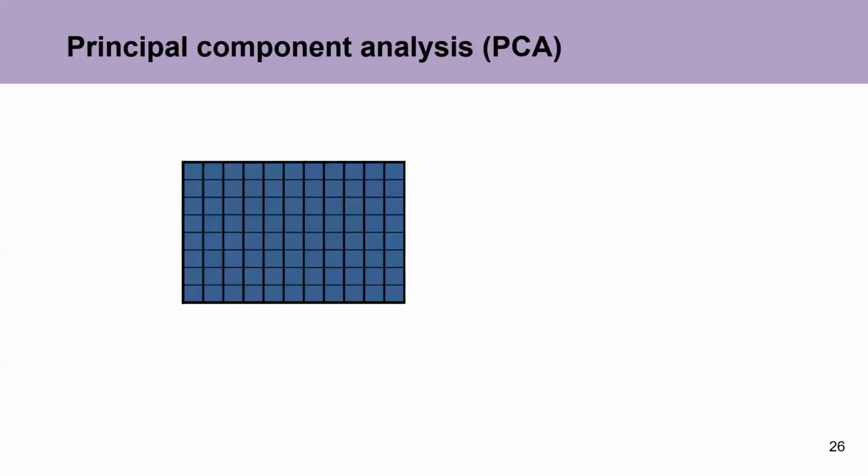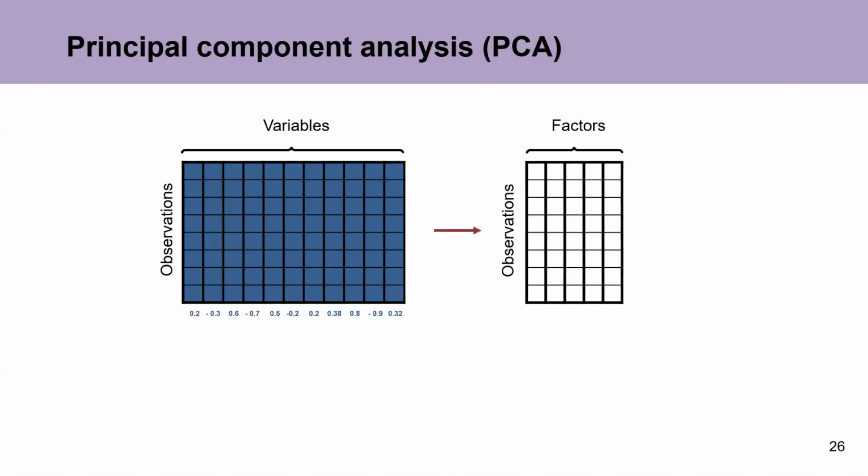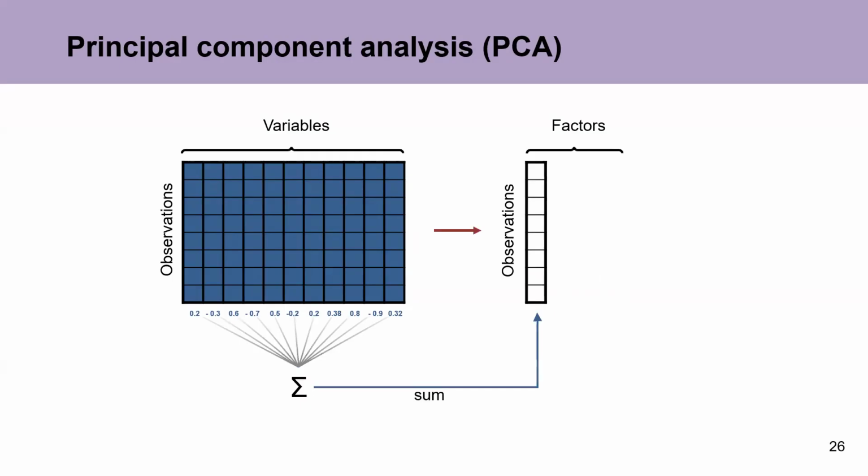So let's go back to the PCA. I'll go slower this time. Again, we have observations and variables, just the original data set. And remember the linear combinations here. We got the first factor. Okay.